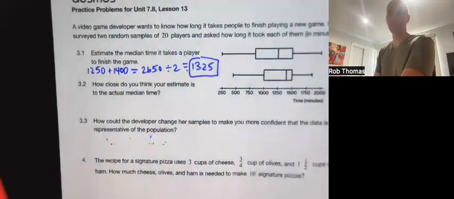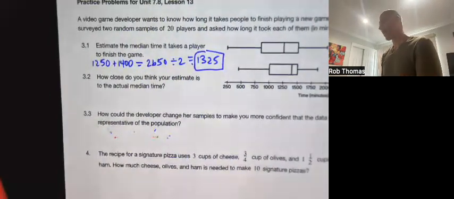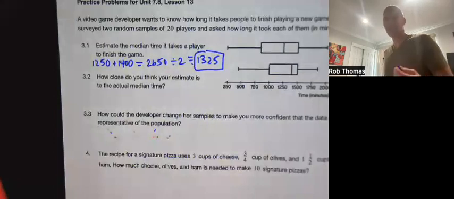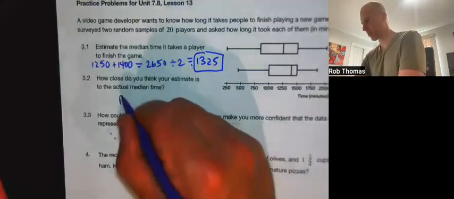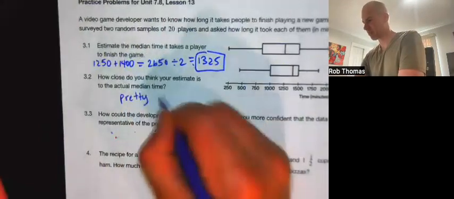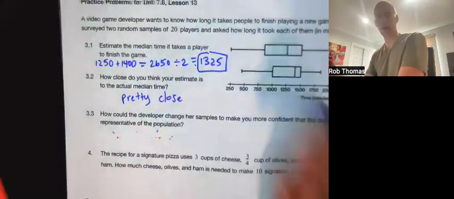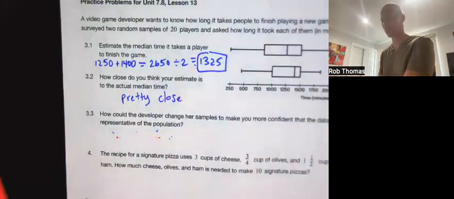All right, 1325. Now, how close do you think your estimate is to the actual median time? I think it's pretty close. Pretty close. I'm comfortable with that. Unlike I was about the bus data on the previous page, I'm comfortable with this data.